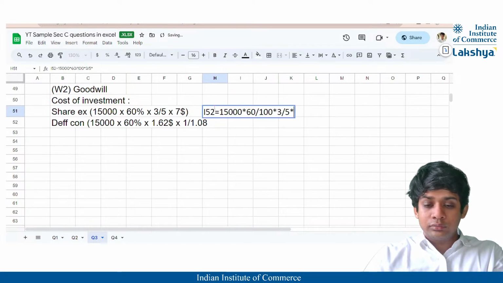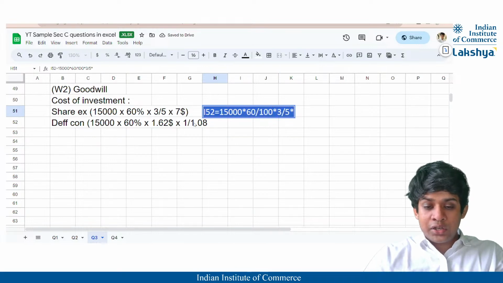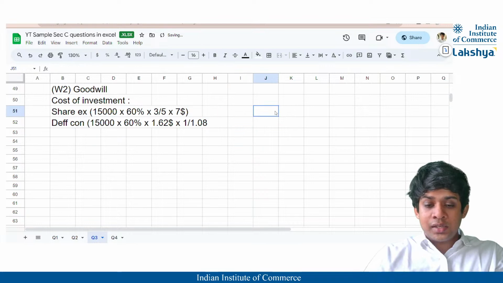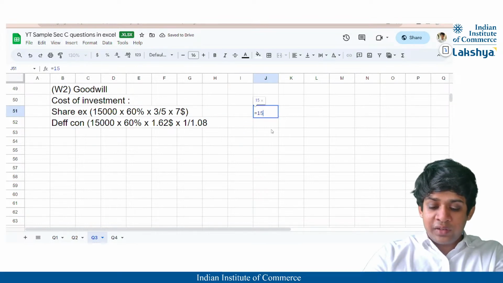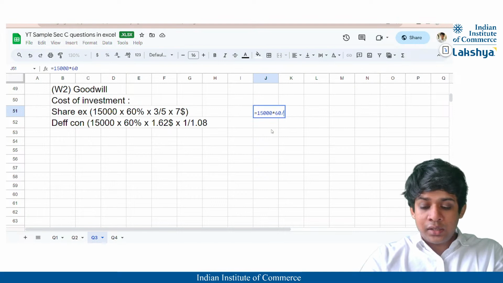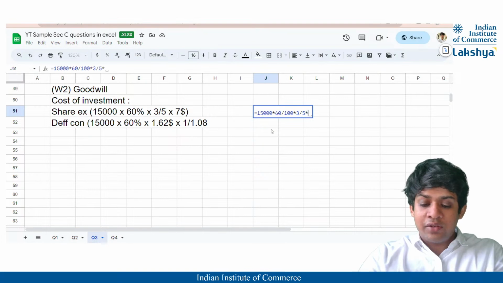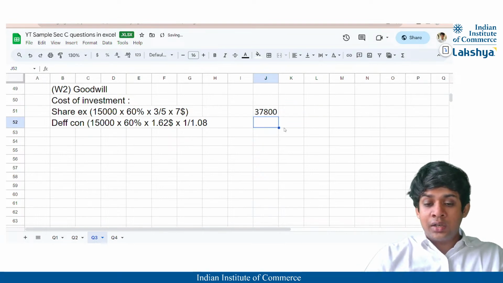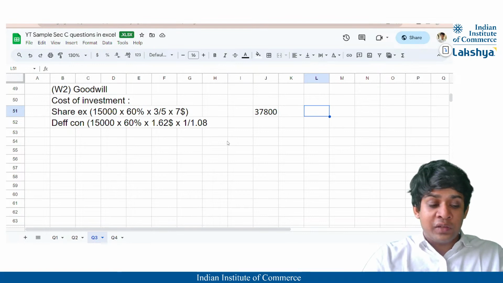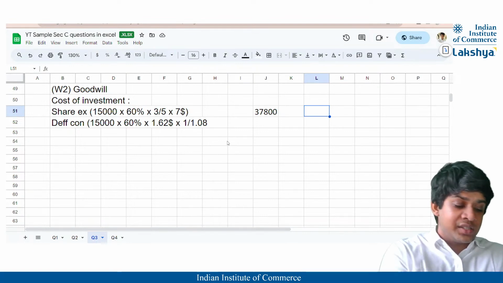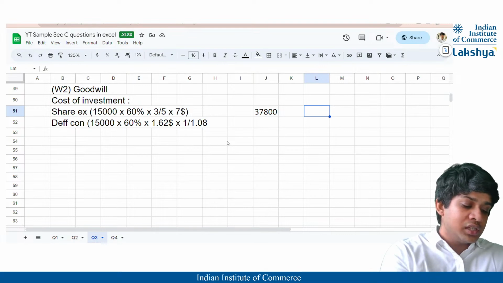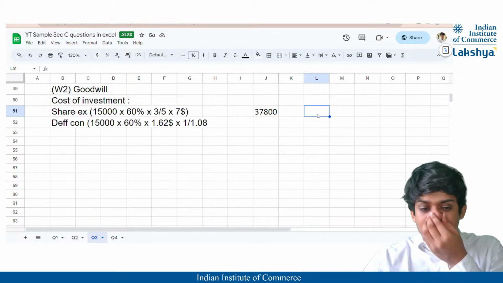I'll do this calculation again to show you because I don't have space here. It is equal to 15,000 into 60% into 3 divided by 5 into $7, correct? So this is 37,800. And why 1 divided by 1.08? It is a future value, right? In the future, I will have to pay 15,000 into 60% into 1.62. That is going to be 14,580, right?